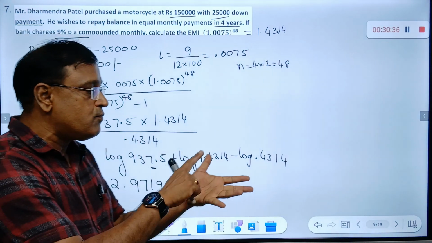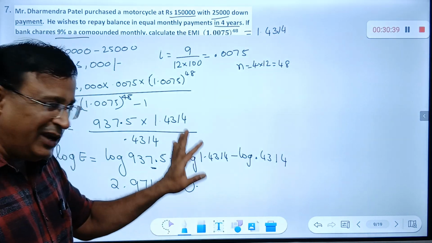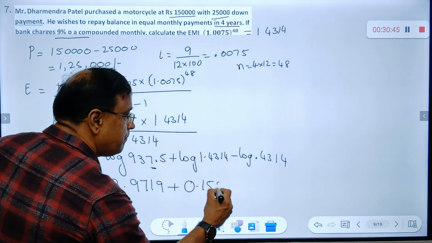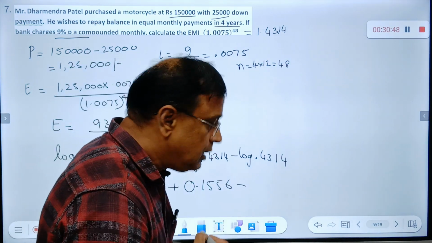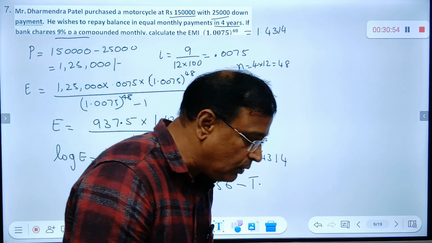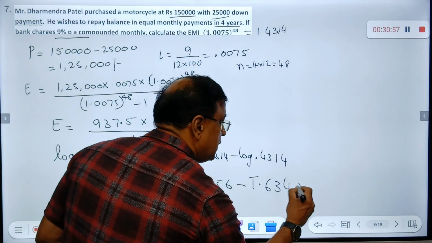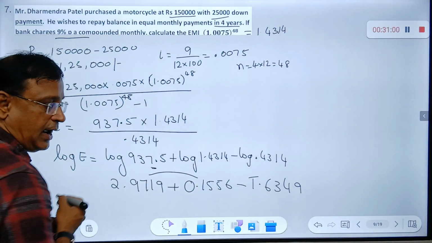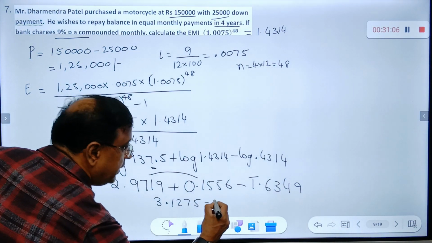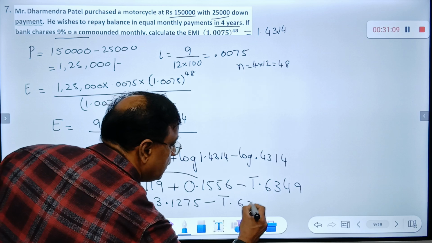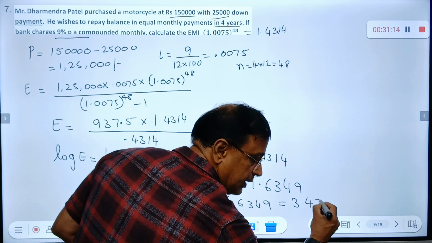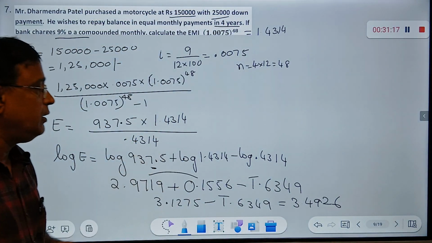Look at the log of 1431. 4 is less than 5, so I ignore it. 1431 is 1556. Minus, this is a decimal number, so bar 1 point. Look at 4314. 4314 is 6349. Now add these two. If you add these two, I am getting 3.1275 minus bar 1.6349. If you subtract them, I am getting 3.4926. You can cross check it.